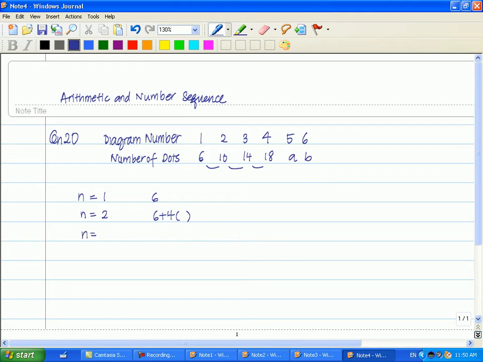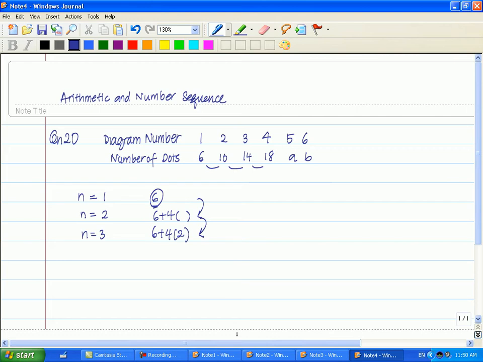When n equals 3, again, in order to get a formula, I must always start from the first term. Do not depend on the previous term. For example, if I want the number of dots in diagram 20, but I do not know the number of dots in diagram 19, I cannot get the answer in this manner. Hence, I should always consider starting from the very first term. To go to the third term, I'll need to add 4. How many times? 2 times. 6 plus 4, 2 times.